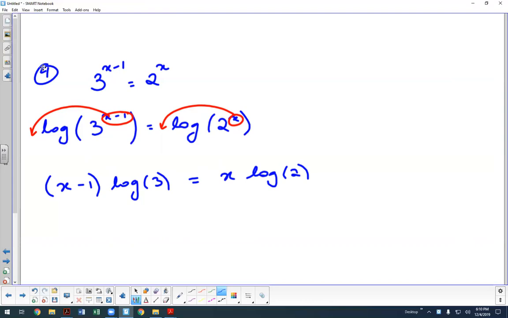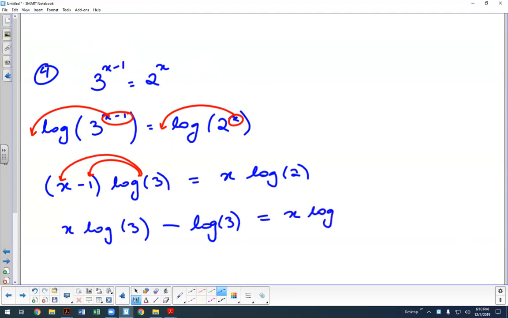Log of 3 is one number. So to get our answer, the first thing we do is distribute it inside the parentheses, which gives us x times log of 3 minus 1 times log of 3, which is just negative log of 3, equals x times log of 2. All right, so once we distribute on the left-hand side, we've got one x term on the left, one x term on the right.